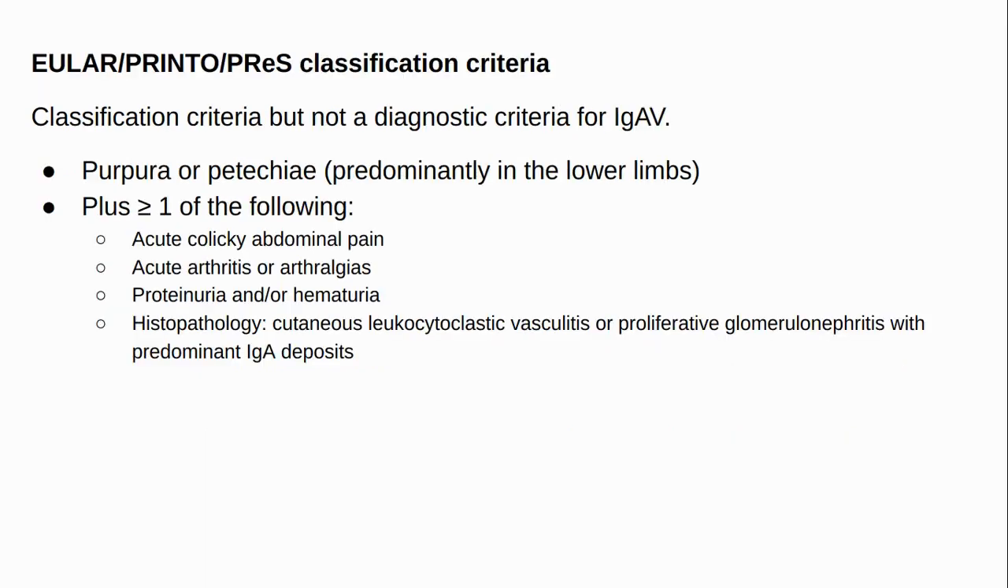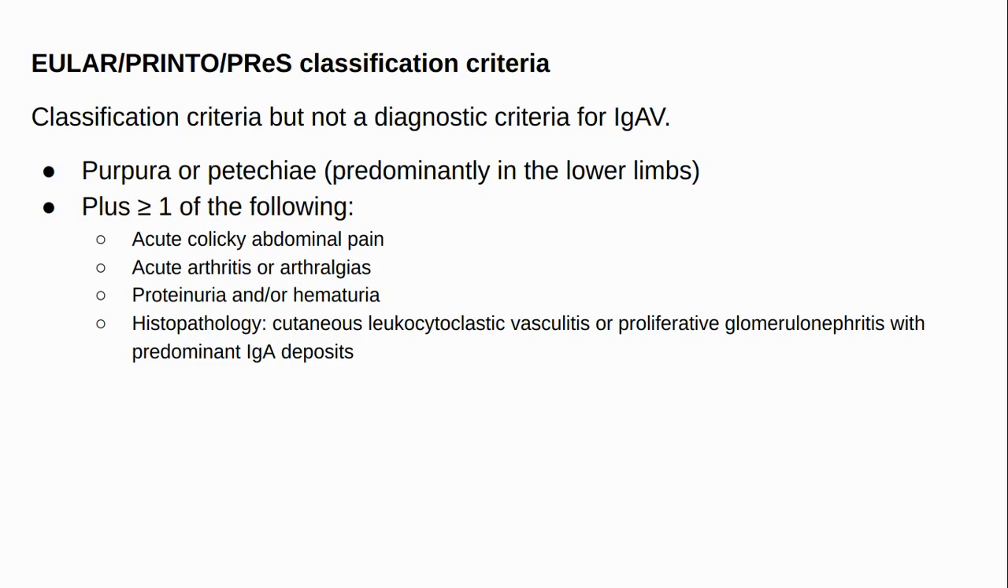The European League Against Rheumatism, EULAR, Pediatric Rheumatology International Trial Organization, PRINTO, and Pediatric Rheumatology European Society, PRES, require the presence of palpable purpura or petechiae, with lower limb predominance and without thrombocytopenia or coagulopathy, usually in clusters, along with at least one of the following. Diffuse abdominal pain of acute onset.